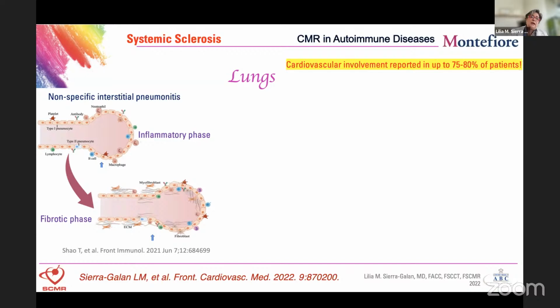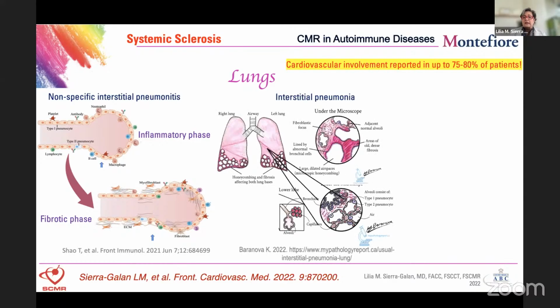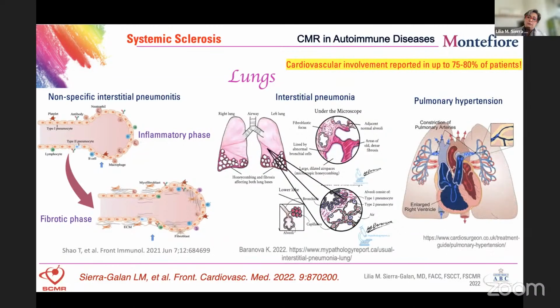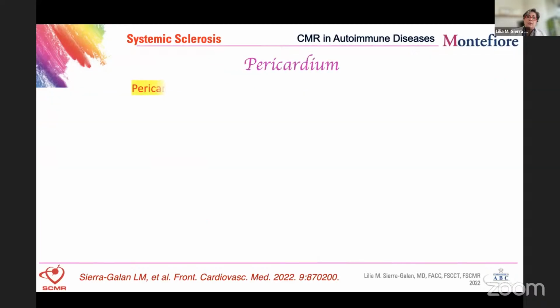It produces a non-specific interstitial pneumonitis, which passes from the inflammatory phase to the fibrotic phase, then interstitial pneumonia, and finally pulmonary hypertension, and obviously the consequences in the right heart. This disease is more fibrotic and less inflammatory. That is different to the pulmonary hypertension that we see in rheumatoid arthritis.